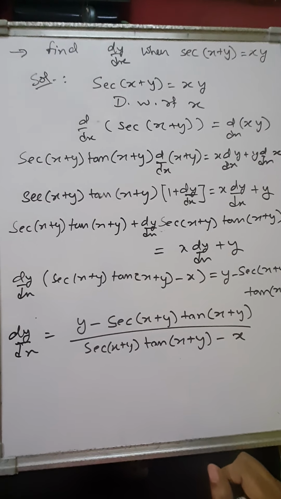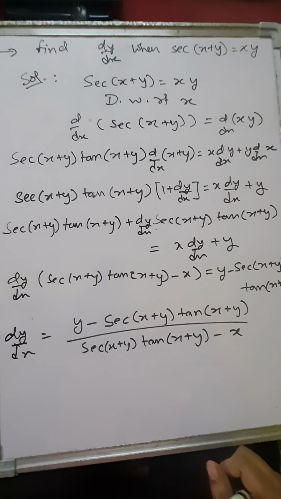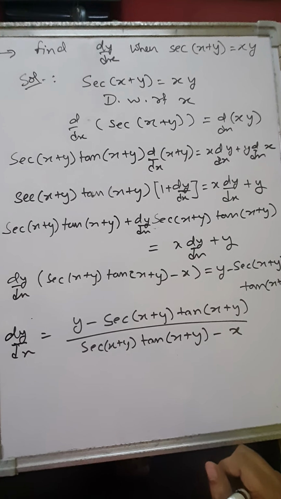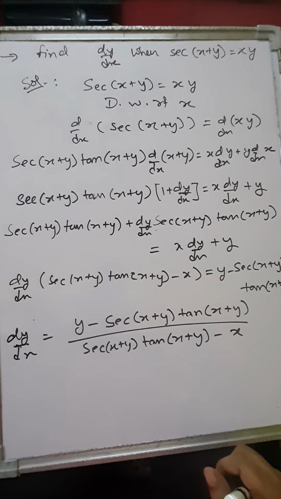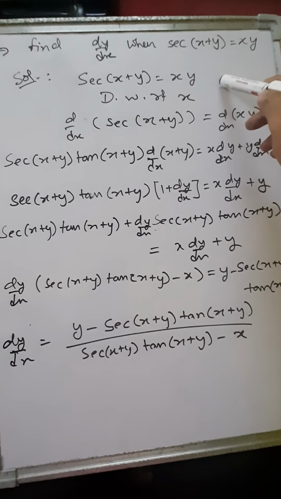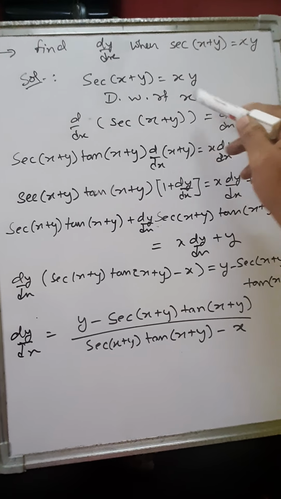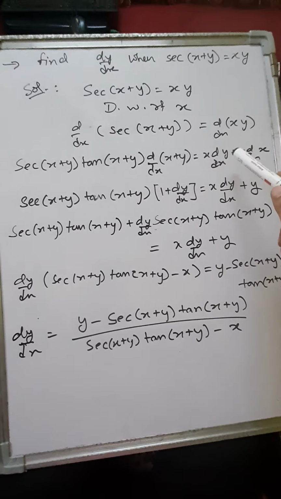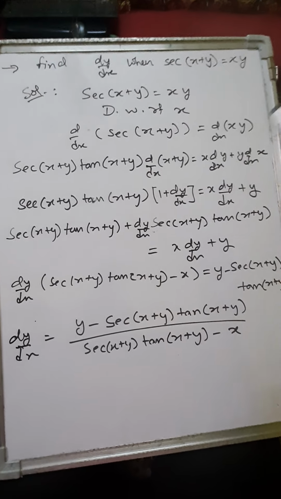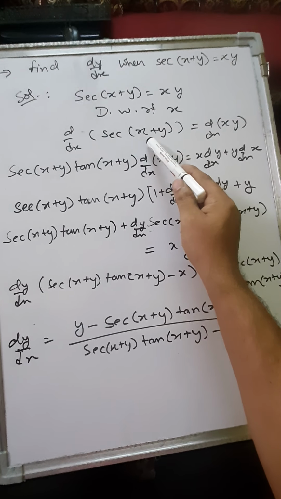Let's see another sum, children. It is given in the question: find dy by dx when sec of x plus y equals xy. So the solution will be, we have to differentiate this implicit function. Sec of x plus y equals xy. Now what will we write? Differentiating with respect to x: d by dx of sec of x plus y equals d by dx of xy. Here we are going to apply the product rule, and here we are going to apply the chain rule.